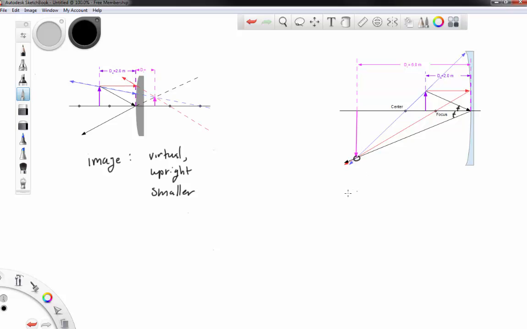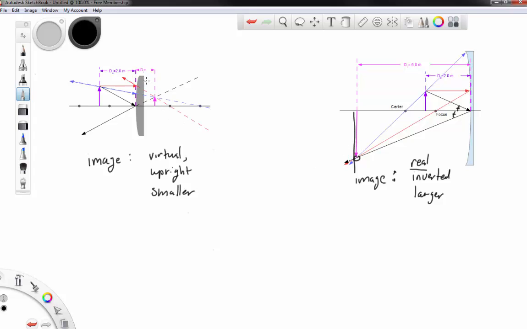So in this case, the image is upside down, and it is real, and it is larger. So upside down means inverted. It is a real image because it's appearing on this side of the mirror, so the 3 rays really do cross through this point, and it is actually larger than the original object. So the original object is this long, the image is this long. Basically, if I put a card over here and an image forms on that card, then it's a real image.